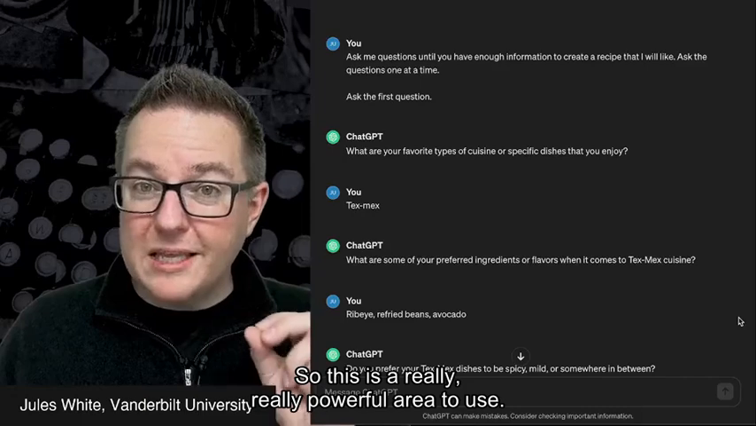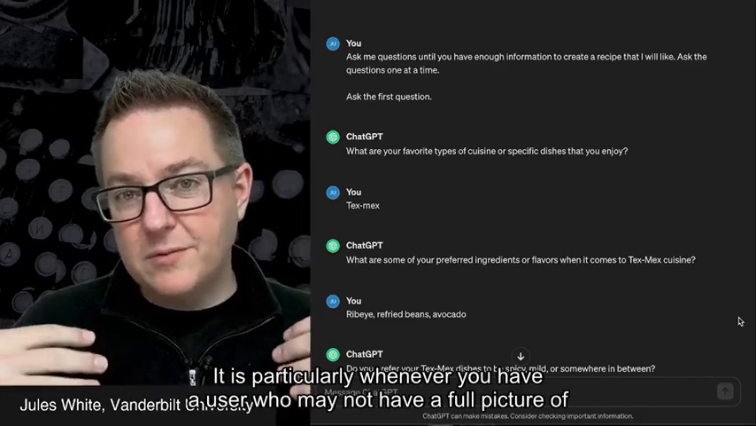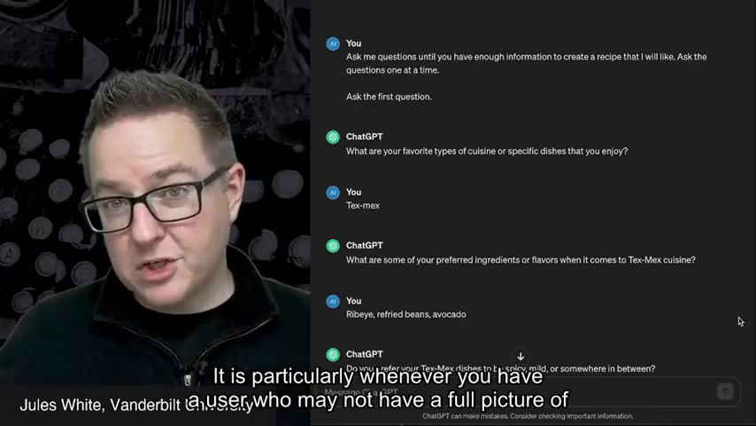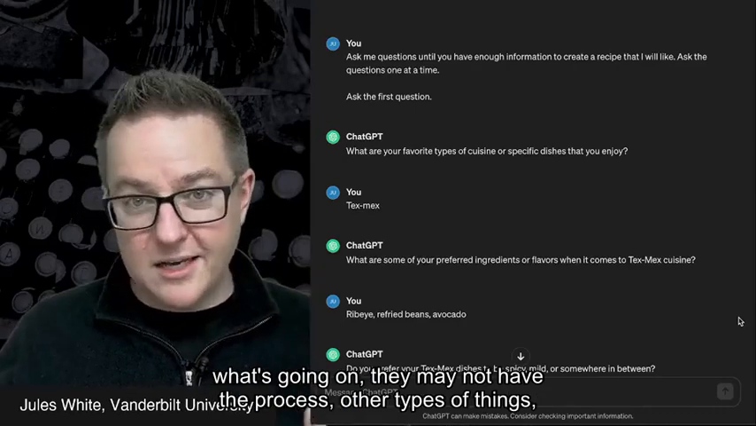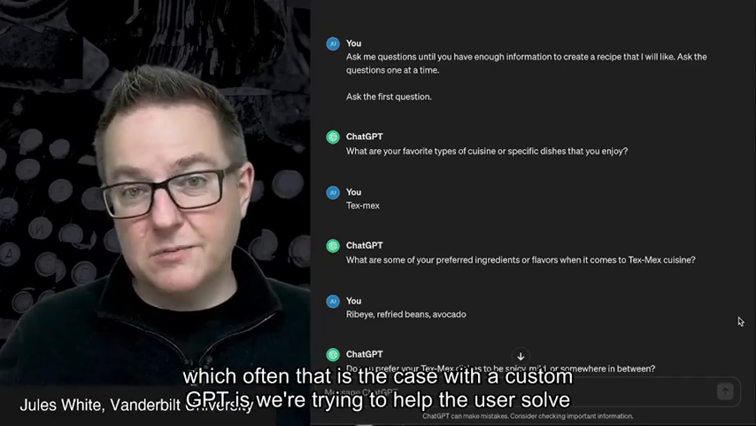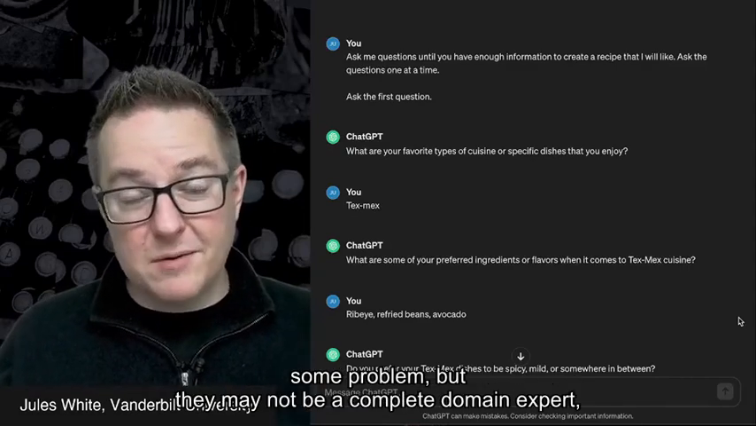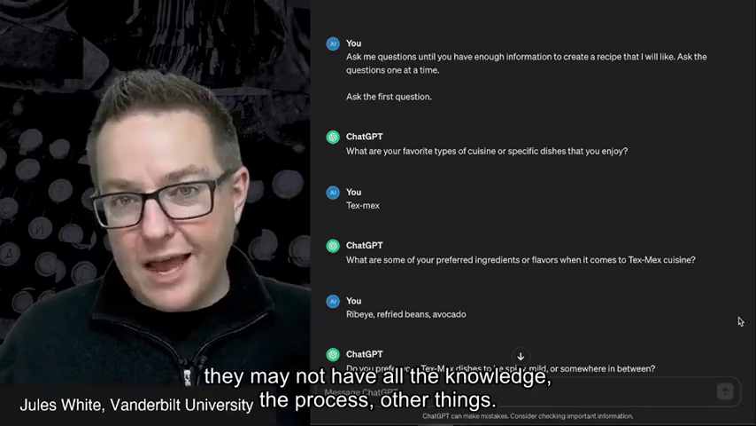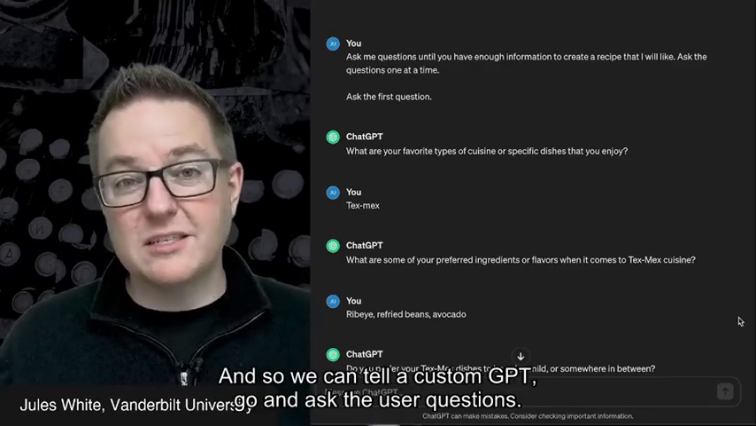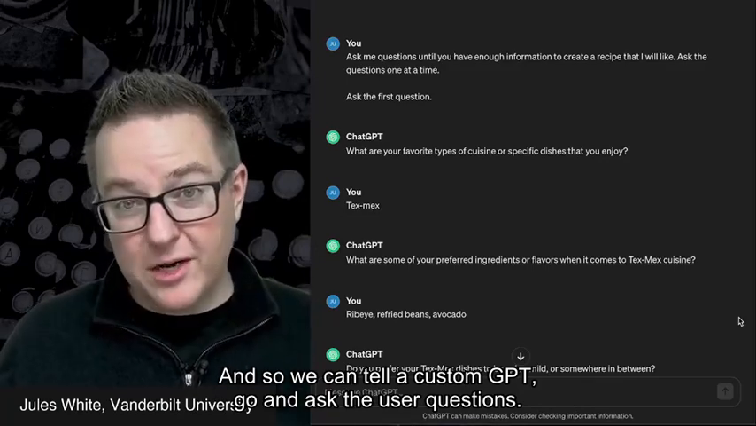So this is a really, really powerful area to use it, particularly whenever you have a user who may not have a full picture of what's going on. They may not have the process, other types of things, which often is the case with a custom GPT. We're trying to help the user solve some problem, but they may not be a complete domain expert. They may not have all the knowledge, the process, other things. And so we can tell a custom GPT to go and ask the user questions.